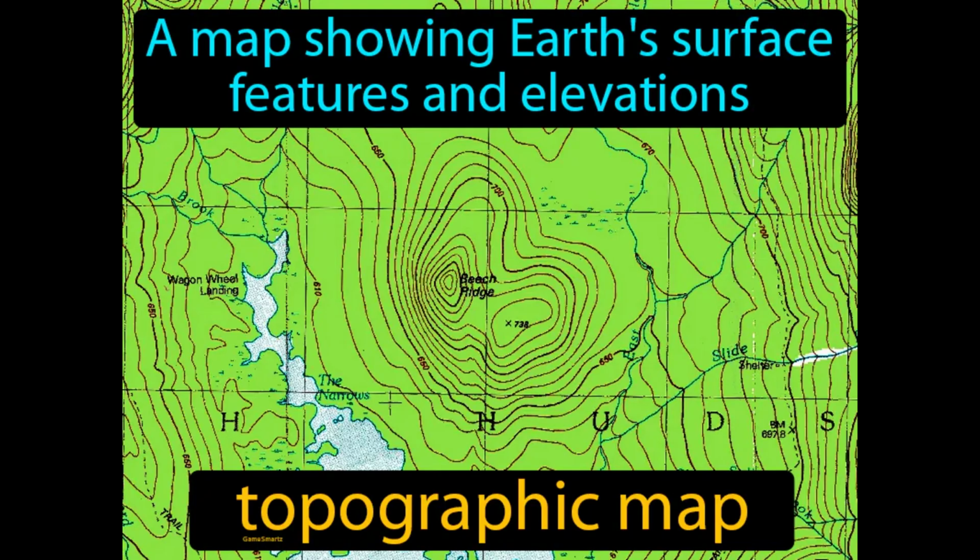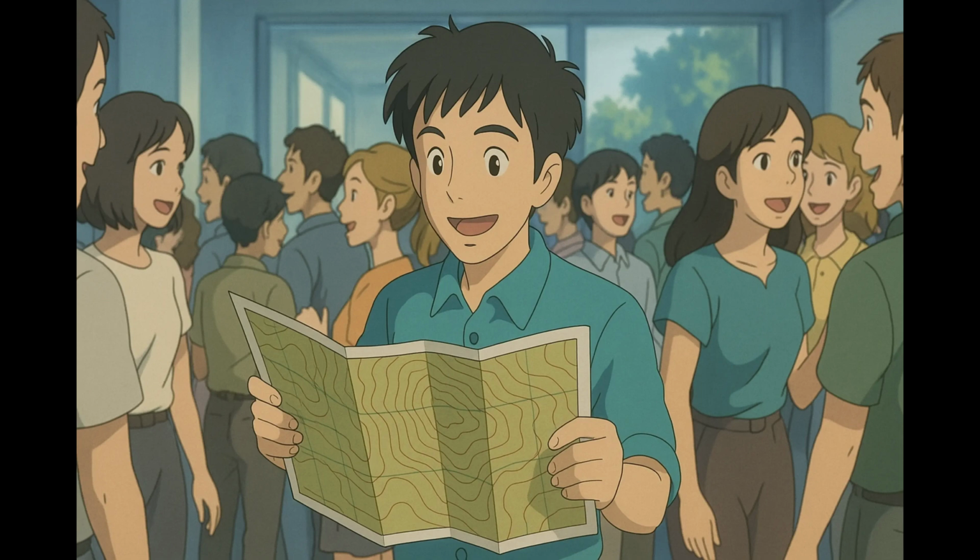A map showing Earth's surface features and elevations. Topographic map. A topographic map shows the shape and height of the land using contour lines. Imagine trying to navigate a crowded room at a party where you don't know anyone. Just like finding your way through the room requires understanding where people are clustered and where there's open space, reading a topographic map involves interpreting lines and symbols to understand the terrain's highs and lows.